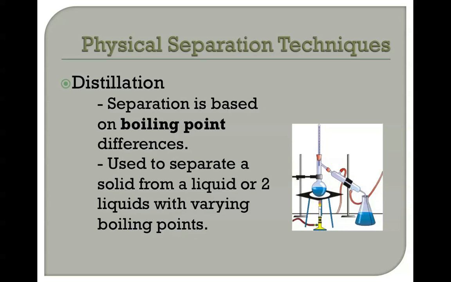We also have distillation. A key word or phrase for distillation is boiling point. This is a separation based solely on boiling point. It's often a way to separate two liquids that have different boiling points. So we heat it up, we evaporate out the first liquid that has the lower boiling point and separate it, and then we're left with the liquid with the higher boiling point that remained. So whenever you see a question about separating a mixture based on boiling point, you're looking for distillation.